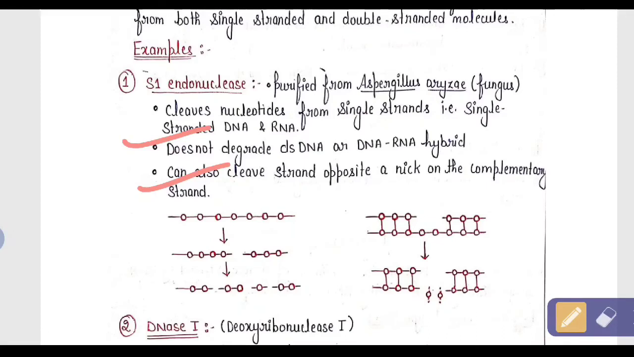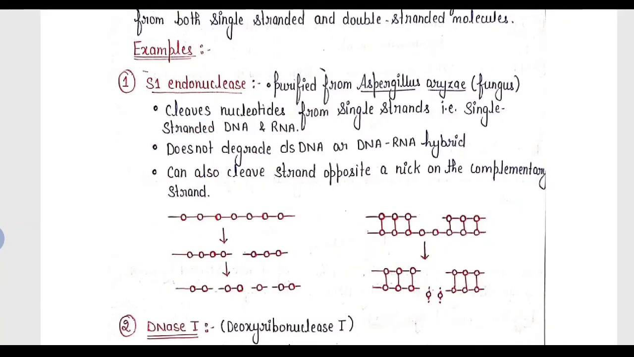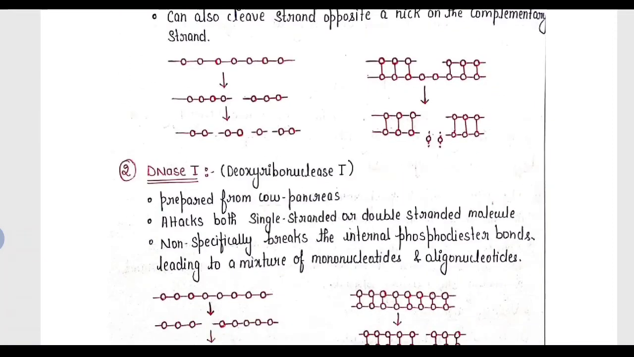So here you can see this is a single-stranded DNA, or you can say this is the RNA. It is going to cleave it and the fragments can be obtained. Okay, and here you can see there is a nick, and opposite to the nick is behaving as a single strand, so it is also going to degrade this one, right? So this is how the S1 endonuclease works.